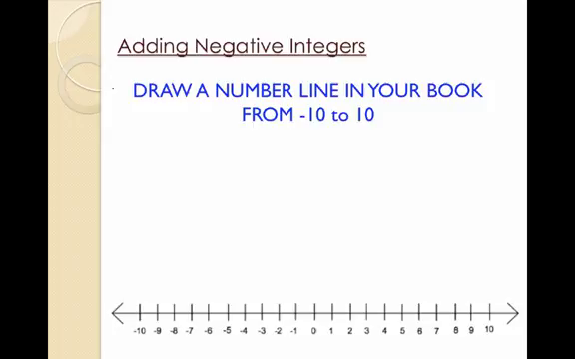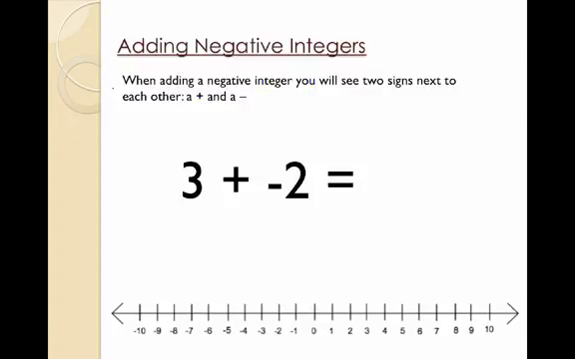Before we begin, I want you to draw a number line from -10 to 10 in your book. If you've already done this, you won't need to do it again. You may just want to refer to it as we go along.